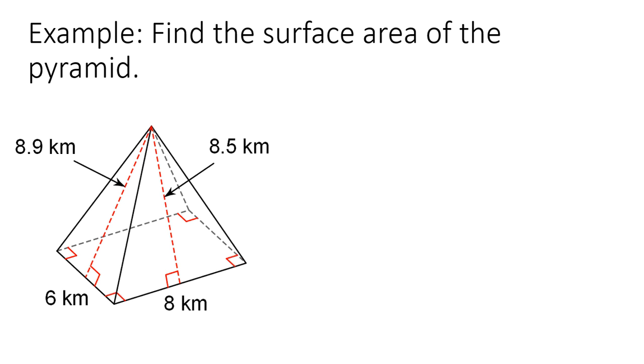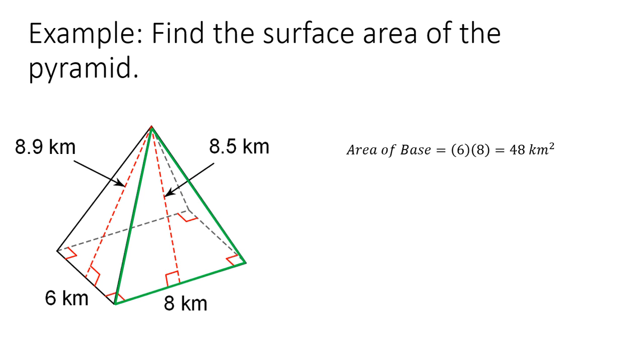So the first thing that we need to do here is find the area of the base. We need to figure out what the shape of the base is first, and in this example we have a rectangular pyramid, so the shape of the base is a rectangle. So we are going to be doing 6 times 8, which will give us the area of the base to be 48 kilometers squared.